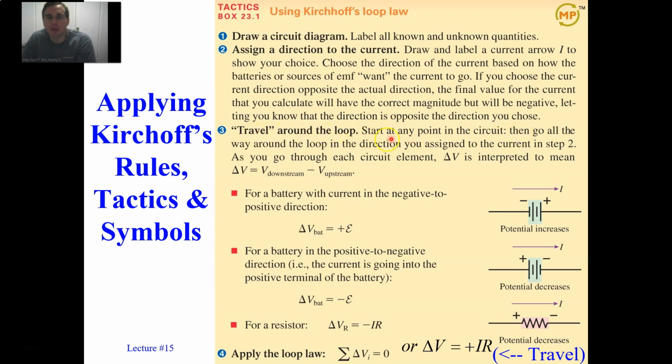Travel around a loop. Okay? Start at a point that you label, and then delta V is always downstream minus upstream. And again, here's the rules when you go the correct direction across a battery, you go the wrong direction across a battery, you go the correct direction across a resistor, and because I think I just ran out of space in order to make this box not too small, if you travel across a resistor this way against the current, it's plus IR as opposed to minus IR. And always apply this loop law, that's Kirchhoff's rule number 2, and also apply that the sum of the currents at a junction point, all the current going in is all the current going out.